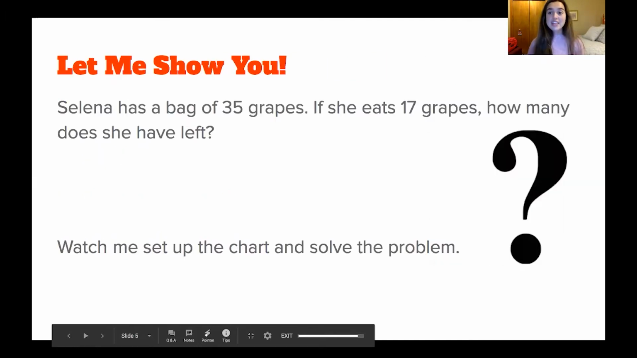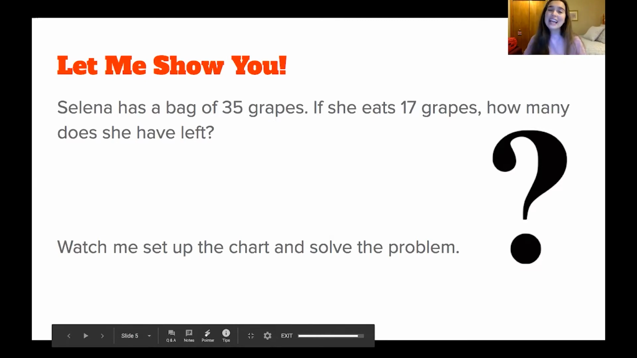Okay, so this is the very first problem. For this one, you don't need to take any of your writing utensils. Just watch me complete this problem. So here is our word problem. I'm going to do the first step and just read. Selena has a bag of 35 grapes. If she eats 17 grapes, how many does she have left? All right, I read the problem.